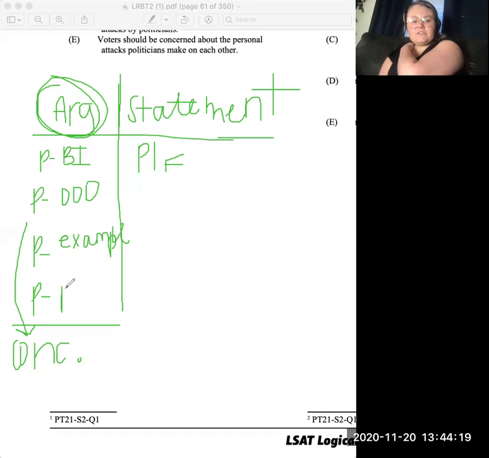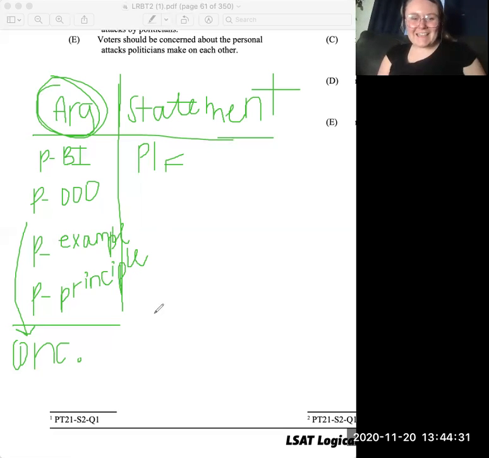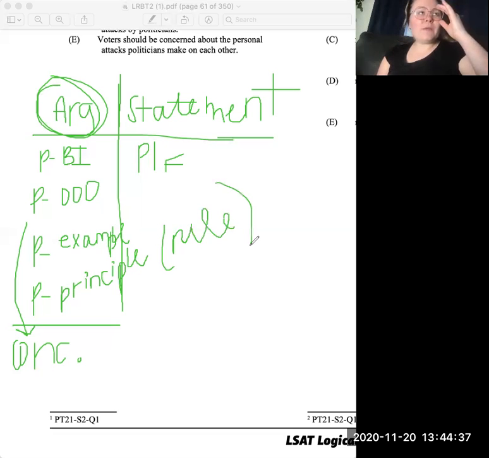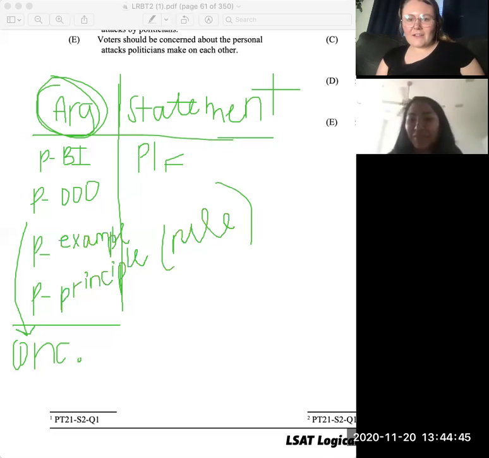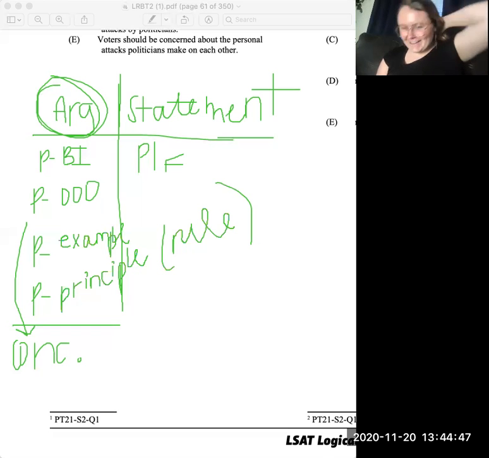I also can use just a principle. Do you know what a principle is? A principle? No, I didn't. Okay. So a principle is like a rule of life. Just think of it as a rule. And so a principle might be, it's wrong to tell lies.